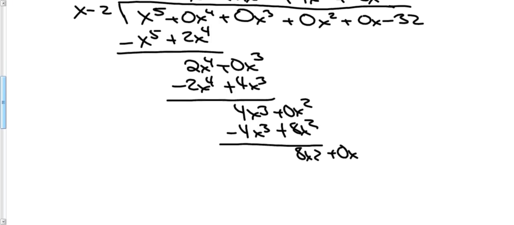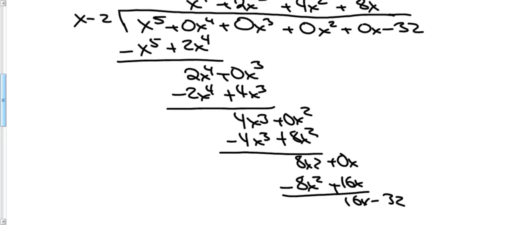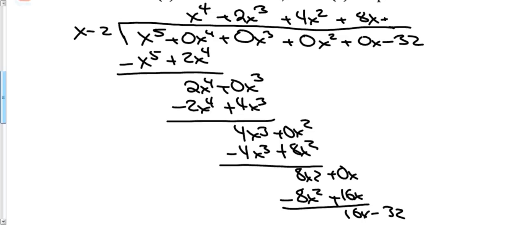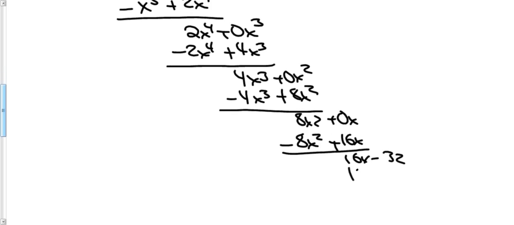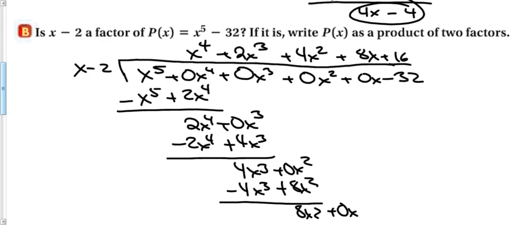And this gives me 8x squared minus a 16x. Subtracting gives me 16x. Bring down the minus 32. And now, when we put a 16 there, we're going to get 16x minus 32, which when I subtract those, gives me a remainder of 0, which means that x minus 2 is a factor of x to the fifth minus 32.